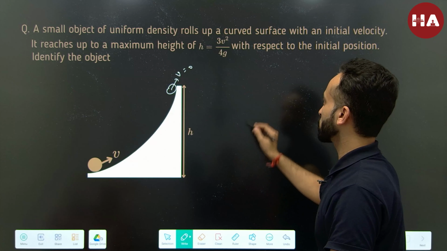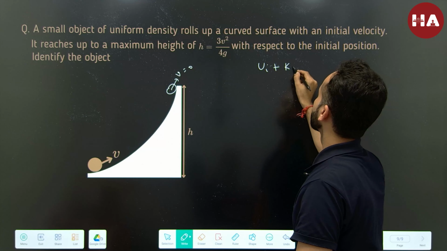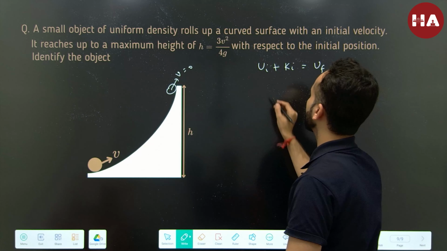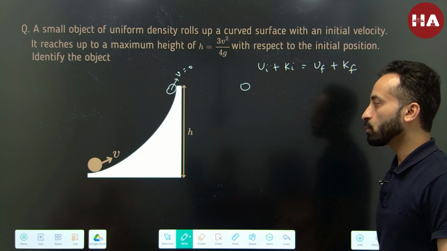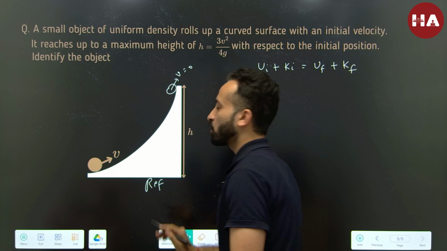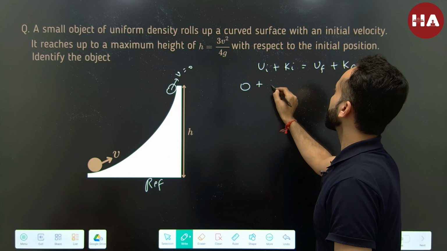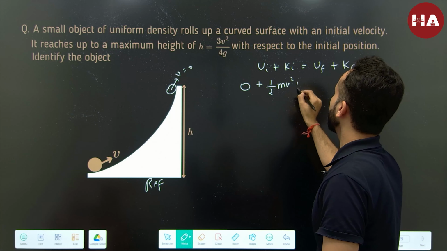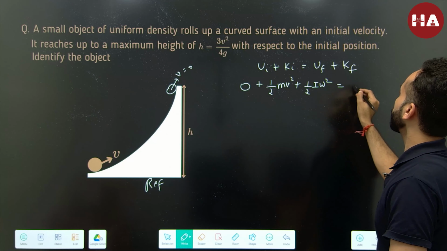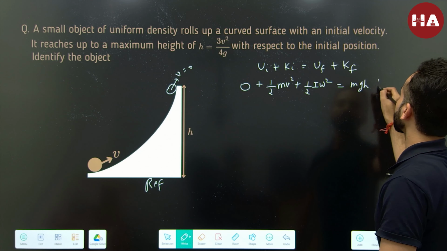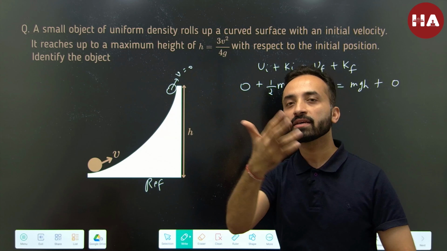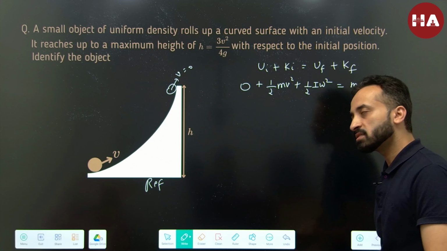Can we apply conservation of energy? Of course we can. So U initial plus K initial is equal to U final plus K final. What is U initial? 0, because we've taken that as reference. We always do that, right? Now K initial is half mv square plus half I omega square, since it is rolling. What is U final? The answer is mgh. And what is K final? 0, because when it reaches the highest point, its linear velocity as well as angular velocity becomes 0.